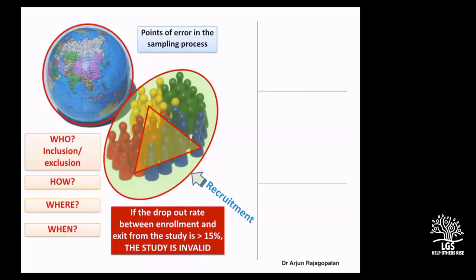And right here, there's a very, very important thing that you must look at, and that is the dropout rate between the point of enrollment or recruitment and the point of exit from the study, that is, when the study was closed. If more than 15% of the patients dropped out, that is, they received the treatment but didn't come through for follow-up, or left halfway, or refused to get treated, that kind of stuff, if the dropout rate between enrollment and exit in a study is greater than 15%, this study is automatically invalid, because that amount is too large and you don't know what really happened to them.